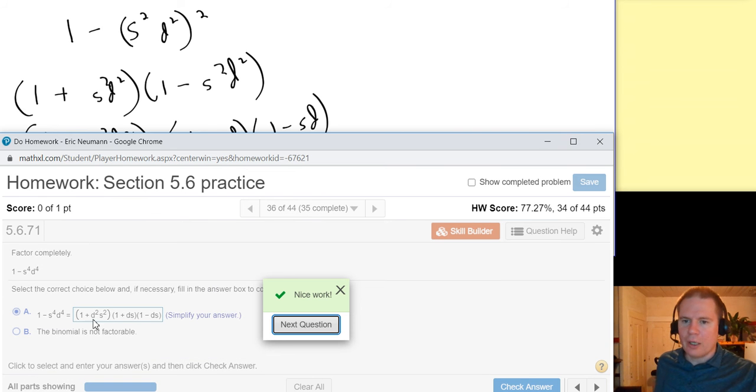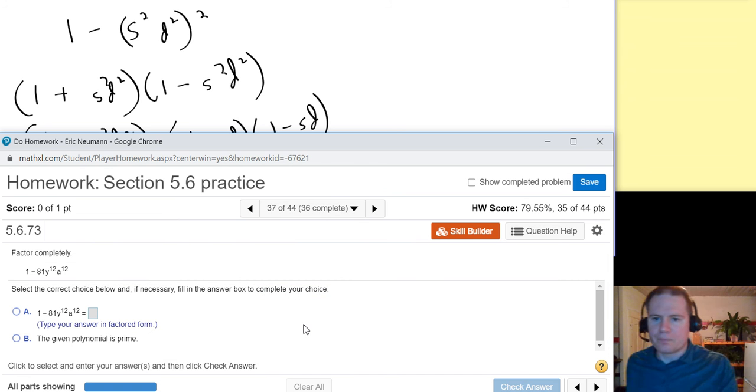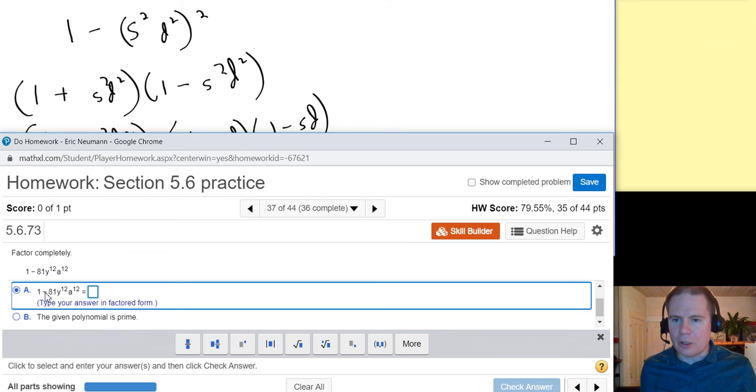And again, we have three factors here. The order of those factors does not matter. We could have written this 1 minus ds times 1 plus d squared s squared times 1 plus ds. Right? As long as each factor is correct, you're good. Same deal here. 12 is 3 times 4, so that's y to the third to the fourth power. 81 is 3 to the fourth power.